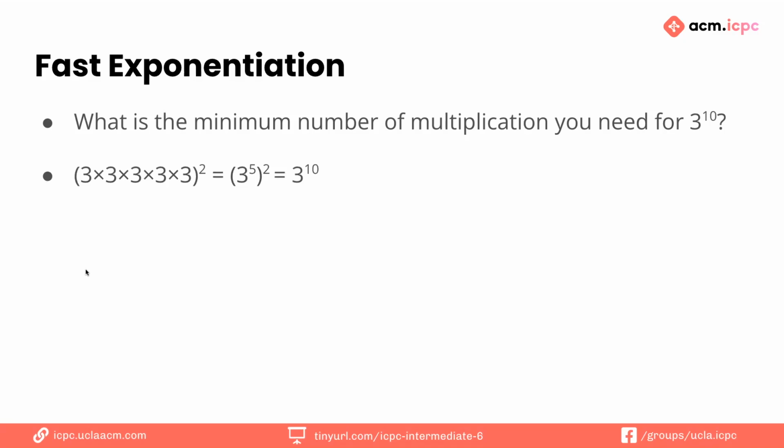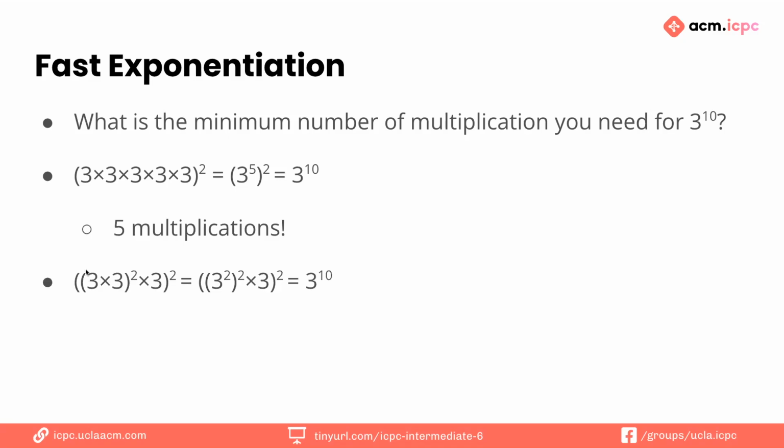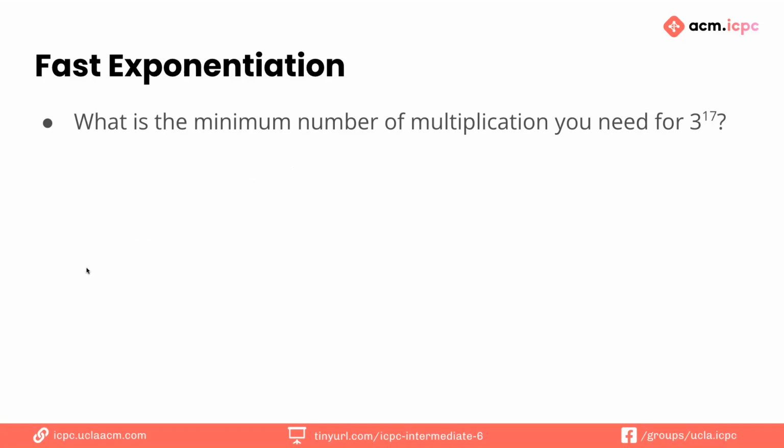So instead of multiplying 3 for 10 times, we can multiply 5 threes together, and then we square the product. And then there are only 5 multiplications involved. And an even faster approach is that we can multiply 3 and get 3 squared, and then we square the square. And then we multiply 3 to the square again, and then we square the product. And then there are only 4 multiplications, but we still get 3 to the 10th power.